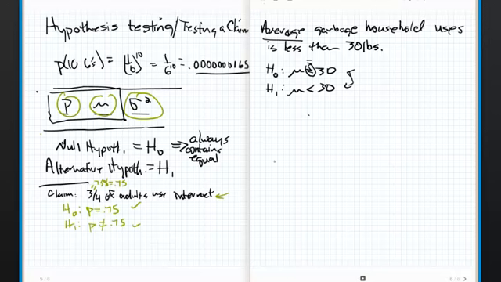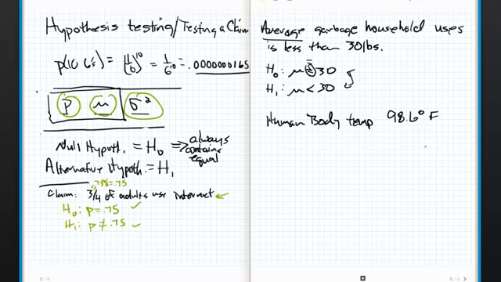Let me read you another one. The human body temperature is 98.6 degrees. Human body temp. So somebody comes up and says, hey, the human body temperature is 98.6 degrees Fahrenheit. That's a claim. It may or may not be right.